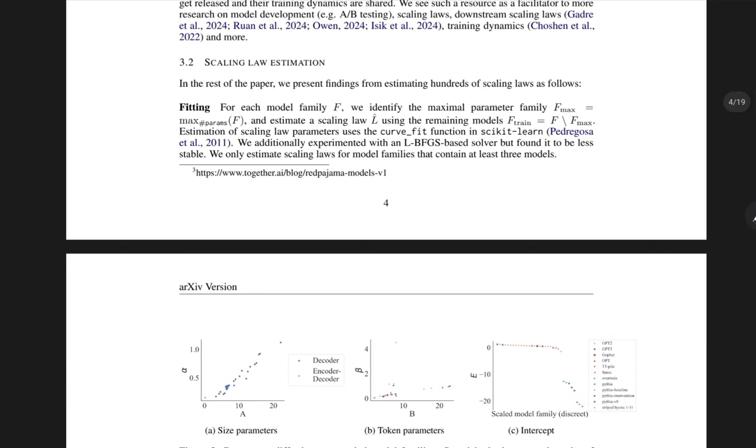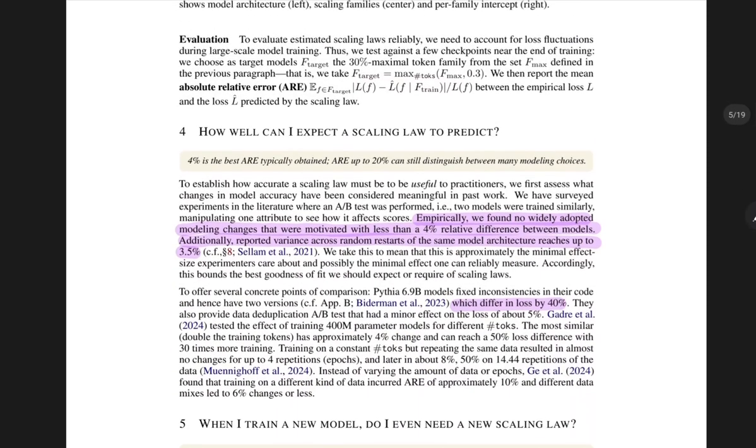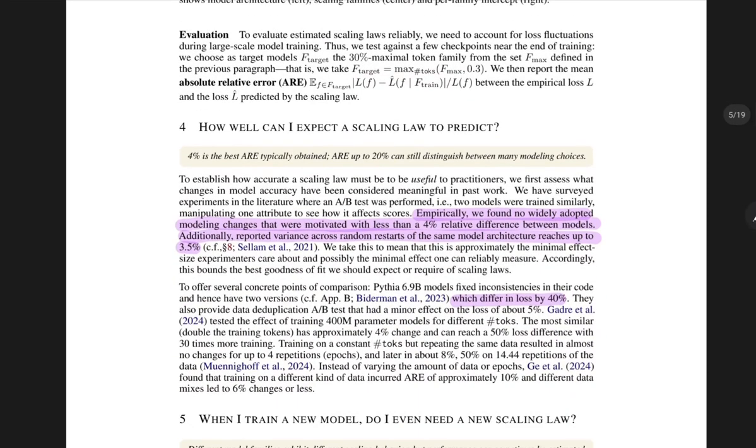Now, coming to scaling law estimations, what they are saying. In the rest of the paper, we present findings from the estimated hundreds of scaling laws as follows. Fitting, they are saying, for each model family, we identify the maximal parameter f max, which is the max parameters of f, right? Similarly, f10 is if f, right, the parameter max. And then you have the evaluation. They are doing the same thing, but the 30% maximum token from the f max defined in the previous paragraph, that is, we take f target as the maximum of the tokens, right? Okay, cool. So these are all the assumptions.